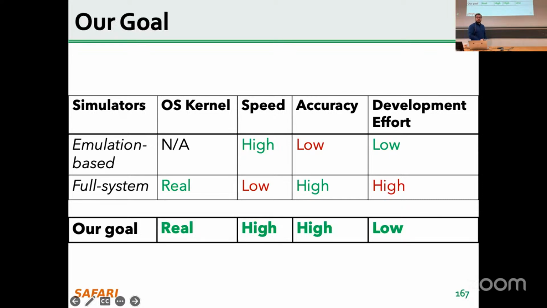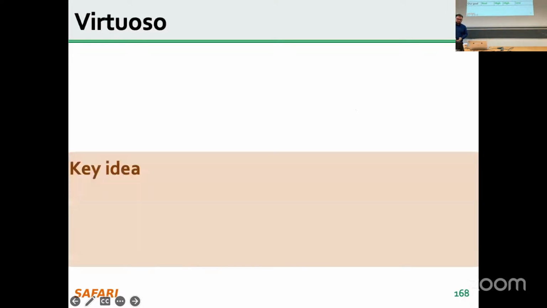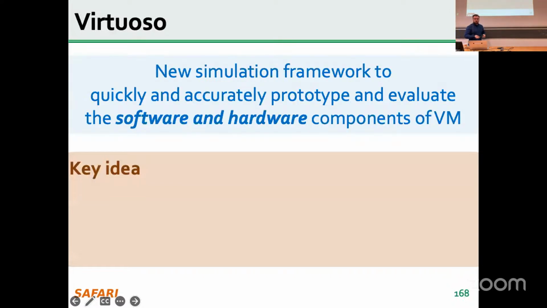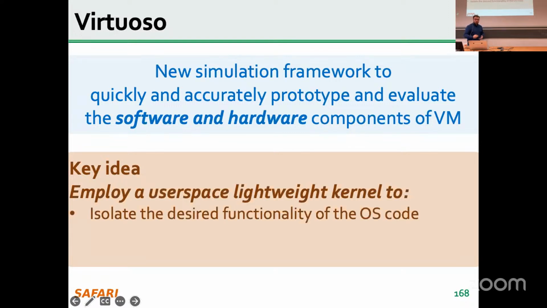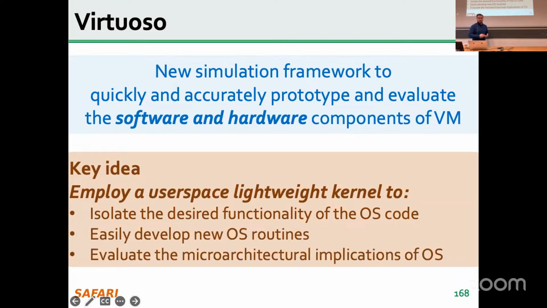Our goal in this work is to design a simulator that can support simulating the operating system kernel, has high speed, high accuracy, and low development effort. So the key idea of Virtuoso is to quickly and accurately prototype and evaluate the software and hardware components of virtual memory. The key idea is to employ a user space lightweight kernel to isolate the desired functionality of the OS code, easily develop new OS routines, and evaluate the microarchitectural implications of the operating system.